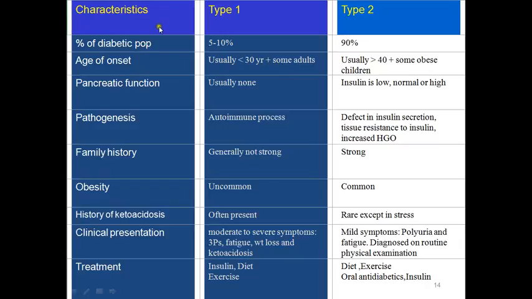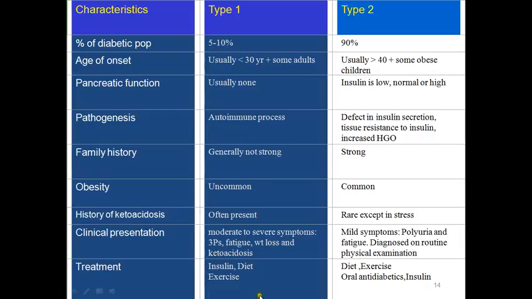So what are the characteristics of type 1 and type 2 diabetes in different scenarios? Regarding the percentage of the diabetic population, only 5 to 10% have type 1 diabetes, and around 90% have type 2 diabetes. Age of onset in type 1 is usually a younger age group, less than 30 years, and in some adults, that is LADA, which appears in adults. And type 2 is usually above the age of 40, and also occurs in obese children.